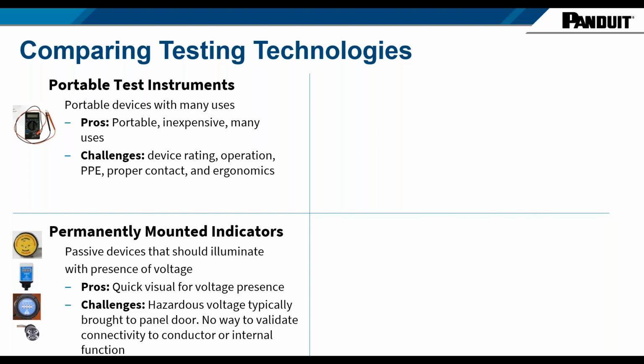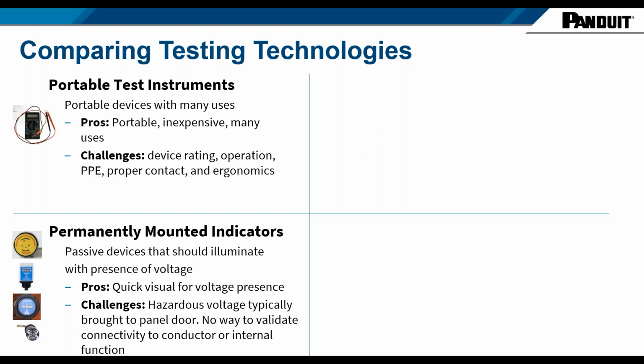Second, permanently mounted indicators. They are great. They're passive devices, right? But they'll illuminate with presence of voltage. So they're great for showing presence of voltage, right? If there's voltage present, they should be illuminating and letting you know that voltage is there. So the pro there is it's a quick visual for voltage presence, right? You can see it. It's great. The challenge there, right? Hazardous voltage typically is brought to the panel door. So you do need to bring that forward.